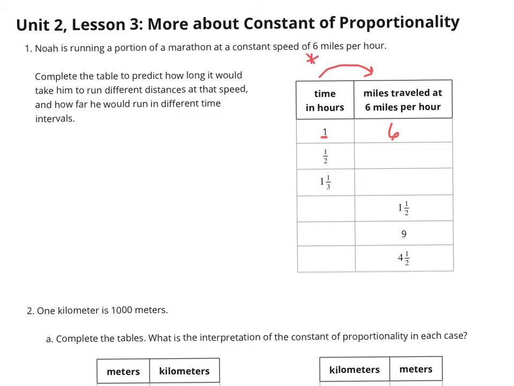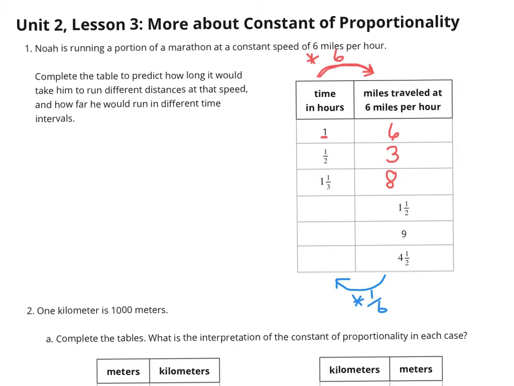Going from left to right, we're multiplying by 6, which means that's our constant of proportionality. It means every time we go this way, we multiply by 6. So if I multiply half by 6, I get 3. 1 1/3 by 6, I get 8. Now I'm being given the miles that he traveled, and I want to know how long it took him. So I'm going this way. That's dividing by 6 or multiplying by 1/6.